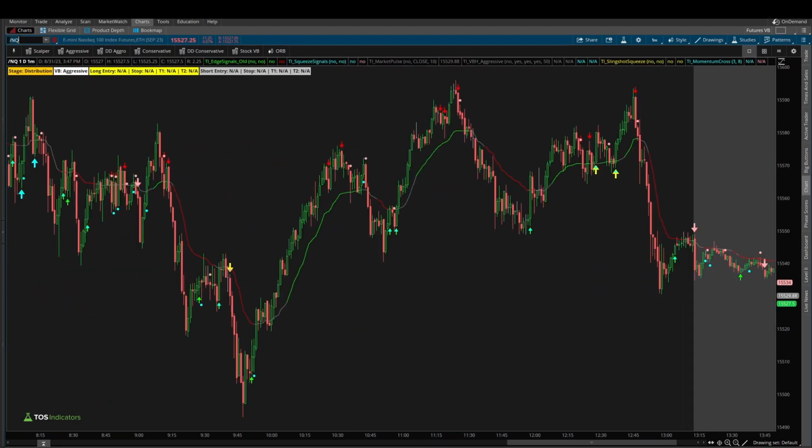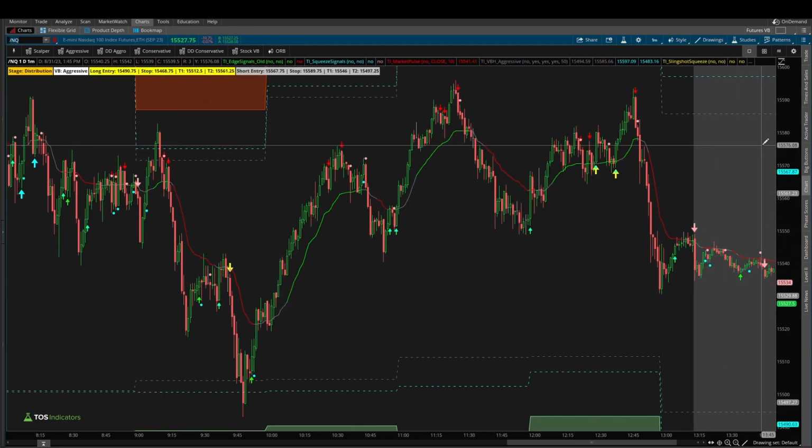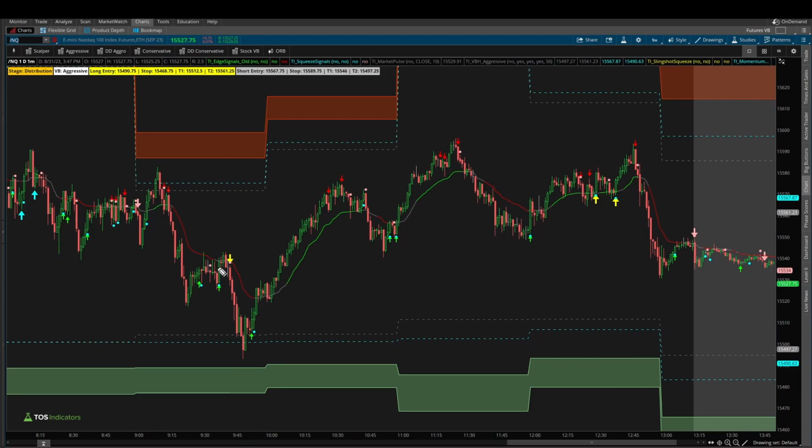Now the Nasdaq did not give us an entry, unlike the S&P and the Dow. The Nasdaq, we simply hit our sign entry lines, and we bounced away from there, really not giving us a chance to enter at the sign entry line. So no trade for me inside of the Nasdaq.